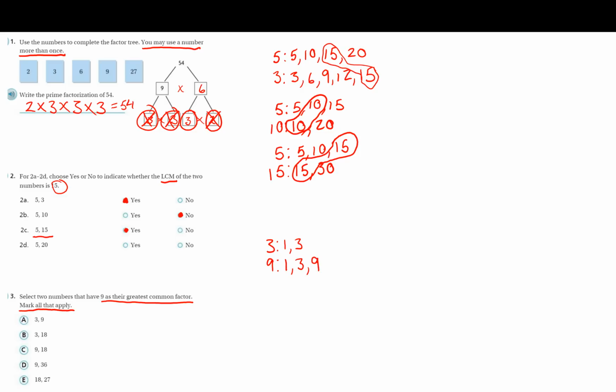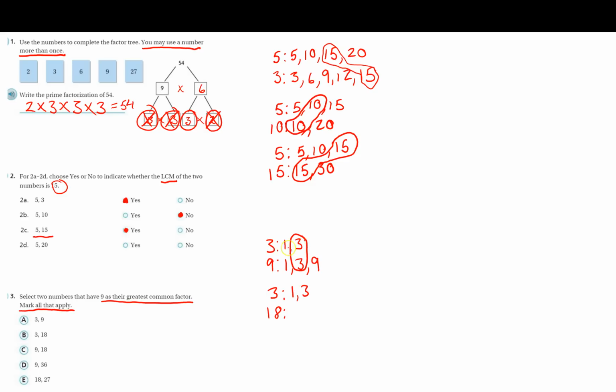Okay, and then it says select two numbers that have 9 as their greatest common factor. Well, these two numbers have 3 as their greatest common factor, so we're not going to bubble in 9. We want groups of numbers that have 9 as their greatest common factor. So I'm going to do the next two numbers, 3 and 18. Same process, this time again I'm finding the factors.